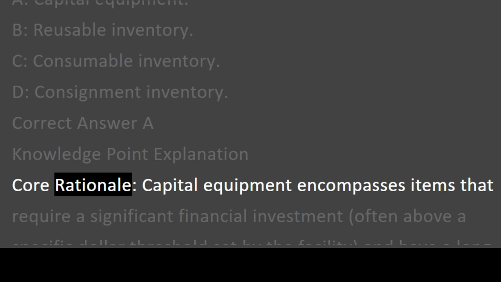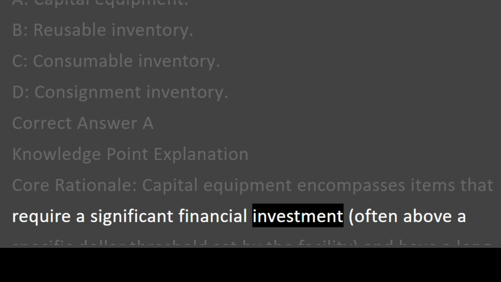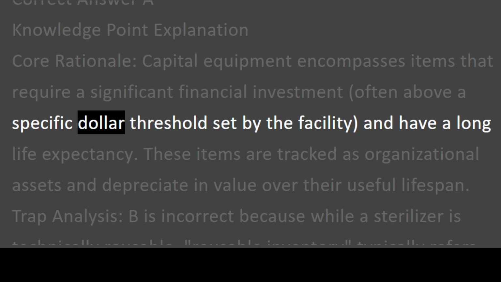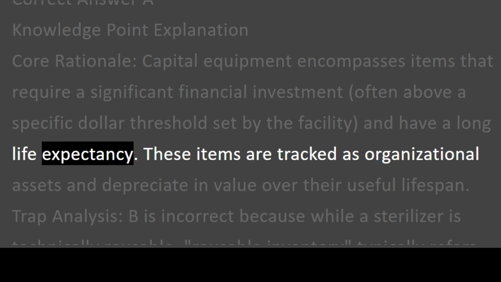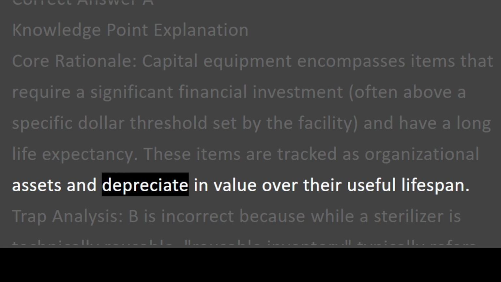Core rationale. Capital equipment encompasses items that require a significant financial investment, often above a specific dollar threshold set by the facility, and have a long life expectancy. These items are tracked as organizational assets and depreciate in value over their useful lifespan.